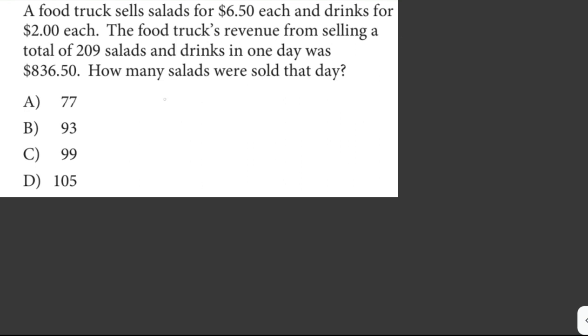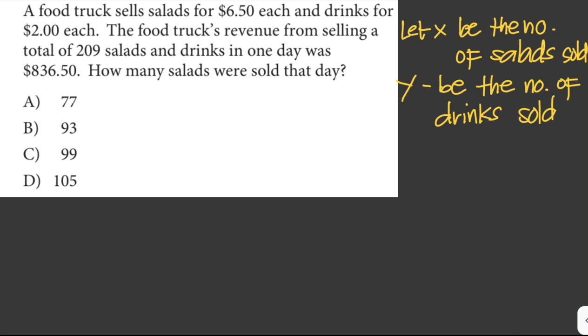So we can let x be the number of salads sold, and we let y be the number of drinks sold. And it says here in the problem that the number of salads plus the number of drinks sold equals 209. So we can write that as x plus y equals 209. And that is our first equation. So let's mark this as 1 as our first equation.